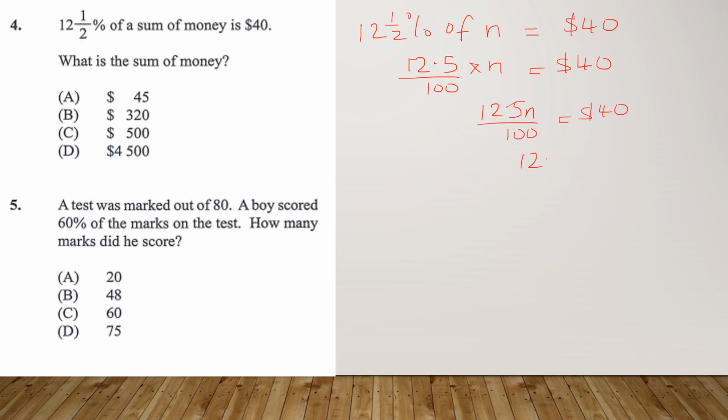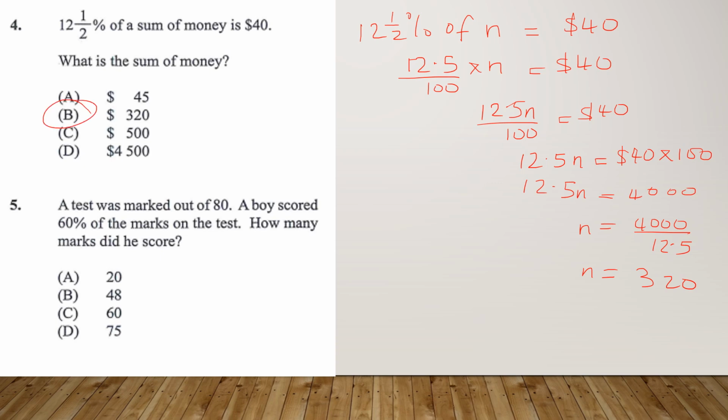So let's cross multiply. We're going to get 12.5 N over 100 equals 40. So 12.5 N is $40 times 100. So that's 12.5 N is 4000. So we're going to divide it by 12.5, and that is going to give us 320.